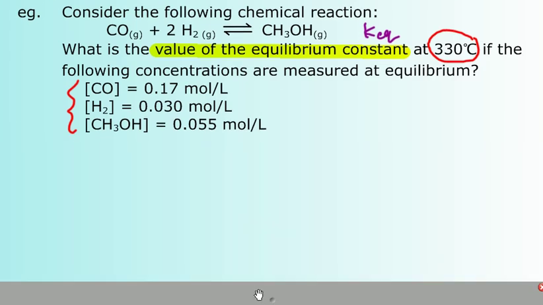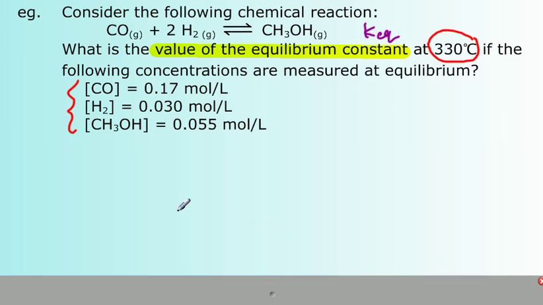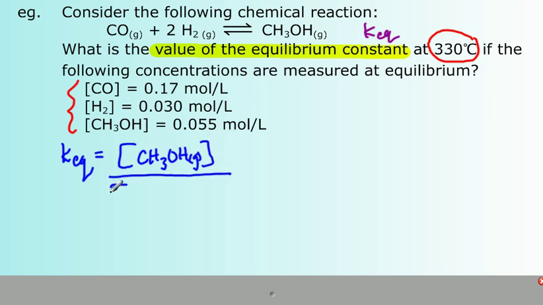So you've had some practice writing equilibrium expressions for these constants from the information in the balanced equation. So in this case we have the concentration of methanol divided by the concentration of carbon monoxide gas, and the concentration of hydrogen. And the concentration of hydrogen is squared.